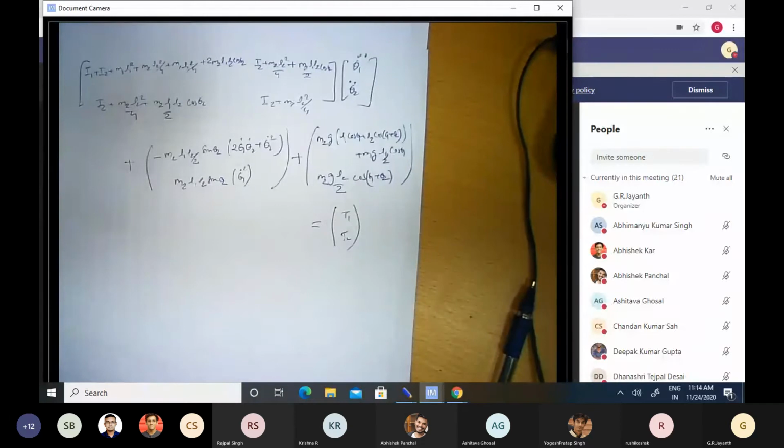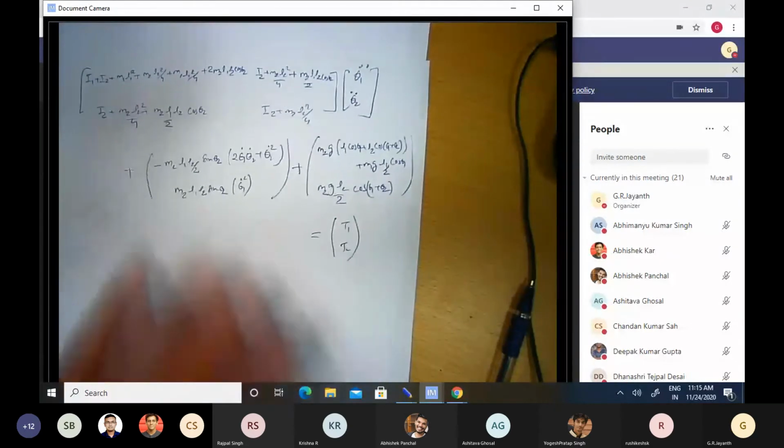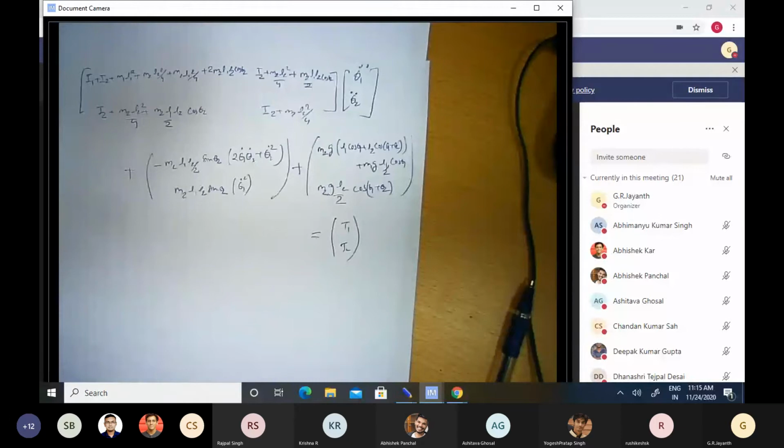Any questions? Okay, so the first thing that should come to your mind when you look at this is, damn, this is messy. And it is indeed so. Even for something as simple as a 2R planar manipulator, look at how complicated the expression appears.